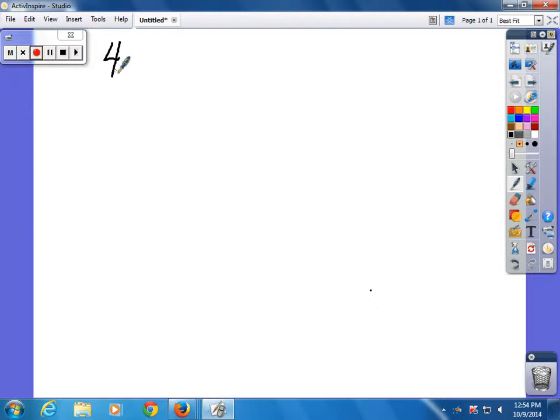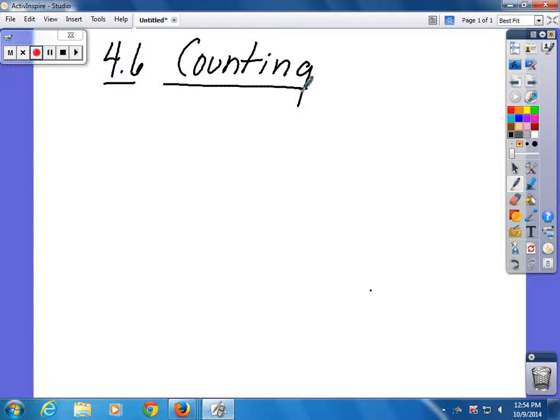4.6 is counting. So hopefully everybody in here knows how to count. But actually, it's not the counting that you're thinking of. Counting is not exactly what you're thinking of with 1, 2, 3, 4, 5. But you do use those numbers a lot in this section because we use this.